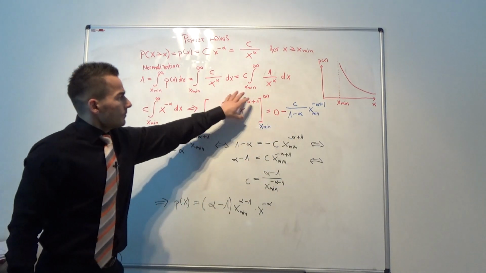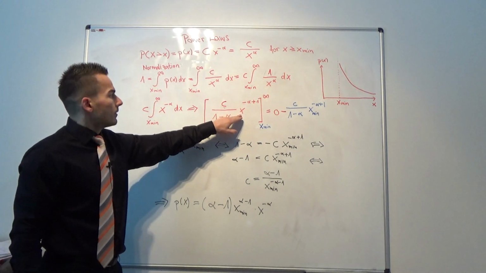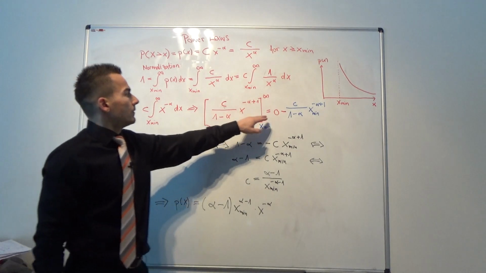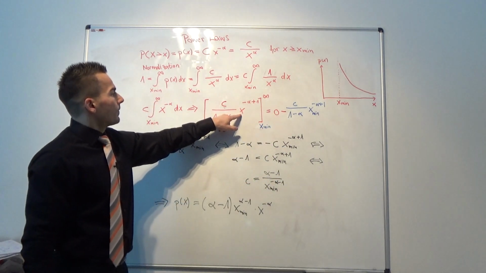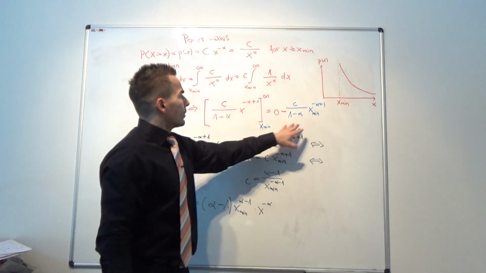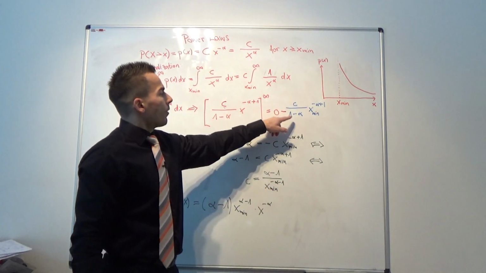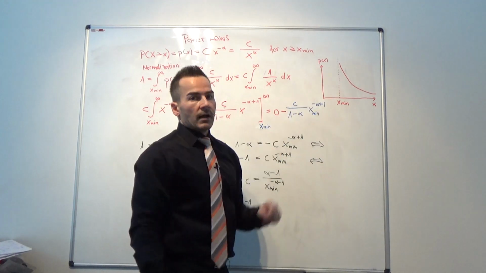Obviously this part here, if x goes to infinity, goes to 0. This part disappears. So it's 0 minus what? Now we have to plug in x minimum here in our operator. And this is what comes out. So it's 0 minus c over 1 minus alpha times x minimum, our minimum value, to the power of minus alpha plus 1.